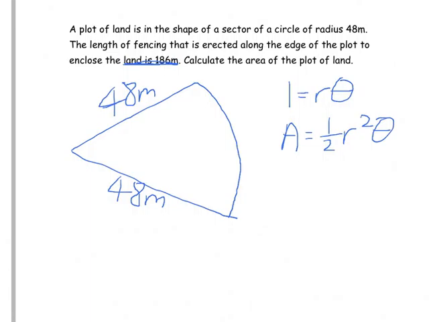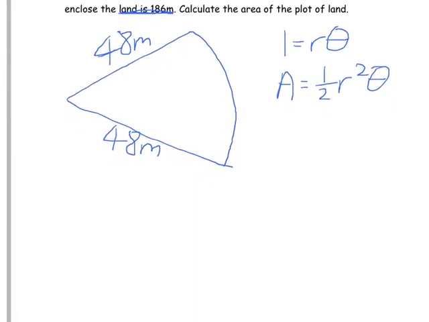So the first thing we need to do is calculate what the arc length is. Now we know that the entire fencing adds up to 186 metres, so that's 48 metres plus the 48 metres plus the length that we don't know is equal to the 186 metres. And if we just rearrange that and do a bit of subtraction, we get that the length of the arc is 90 metres. So now on our diagram we know that this bit is 90 metres.